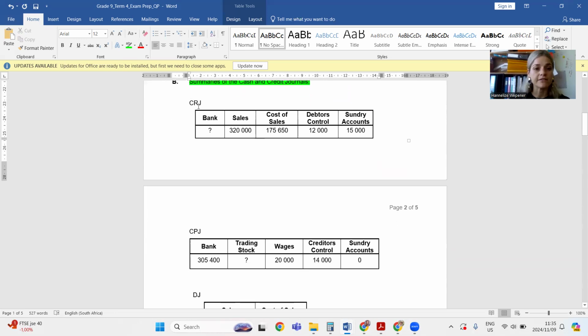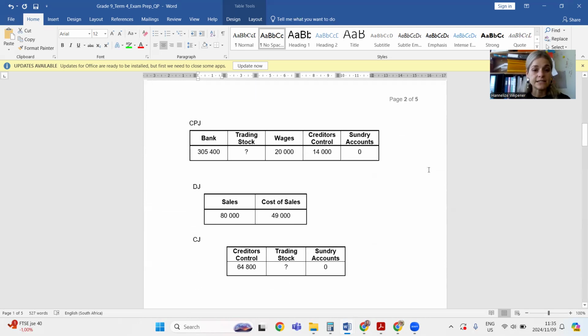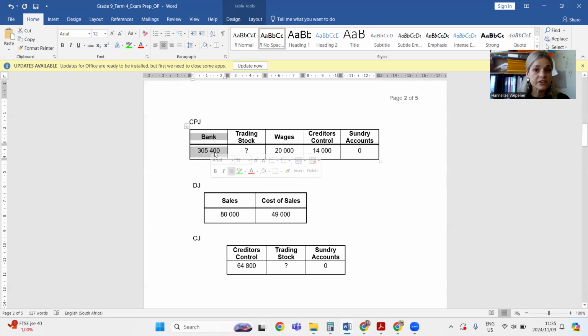First of all, we have the CRJ, then we have the CPJ, DJ, and CJ. So it's extremely important to understand what happens within each one of these journals. So the CRJ is whenever we receive money, right? So bank over here is how much you received in total. When you look at the different columns, you're going to see what you received the amounts for. Then in the CPJ, in the bank column, is everything that you've paid in this month. And then you look at the columns following bank to see what it is that you paid.